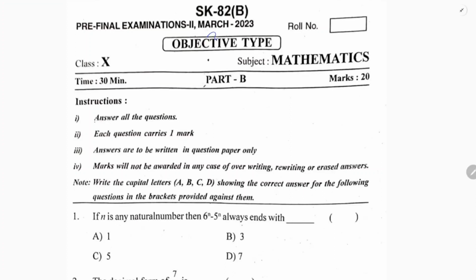Pre-final examination mathematics part B, 20 questions. Each question carries 1 mark. From Medak district, March 2023, from the Telangana Medak district paper.